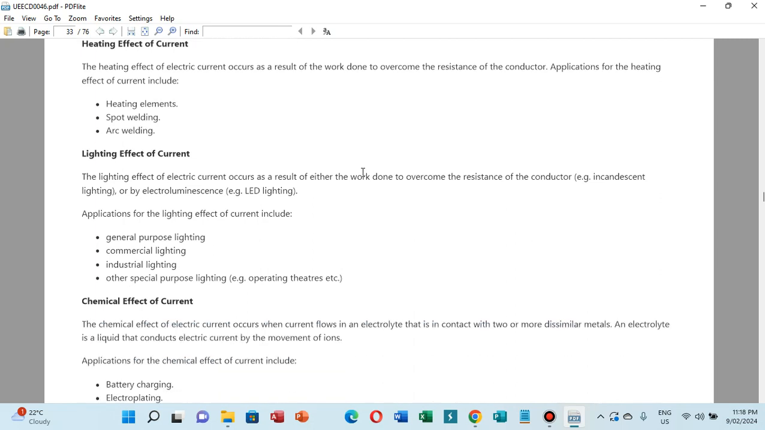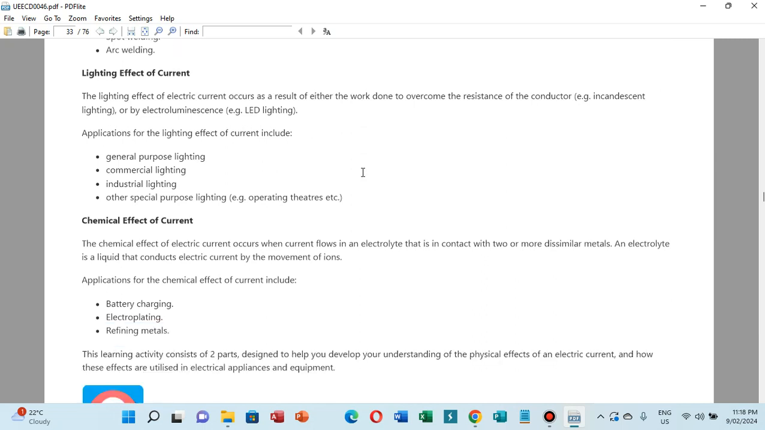The lighting effect is that we can use electricity for general purpose lighting, commercial lighting, and industrial lighting. For the chemical effect, we use the electrical current to charge the battery, and also for electroplating and refining metals. Those are the applications of electrical current.